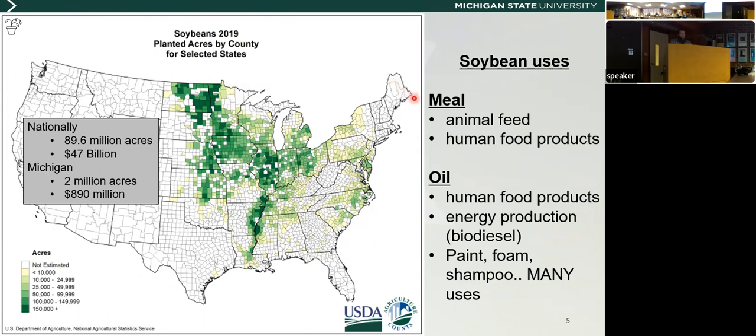The meal for soybeans can be used in animal feed and human food products. Soybean lecithin is in many different things that we eat. However, the oil can also be used for human food products, energy production such as biodiesel, and then a plethora of other uses such as paint, foam, and shampoo.